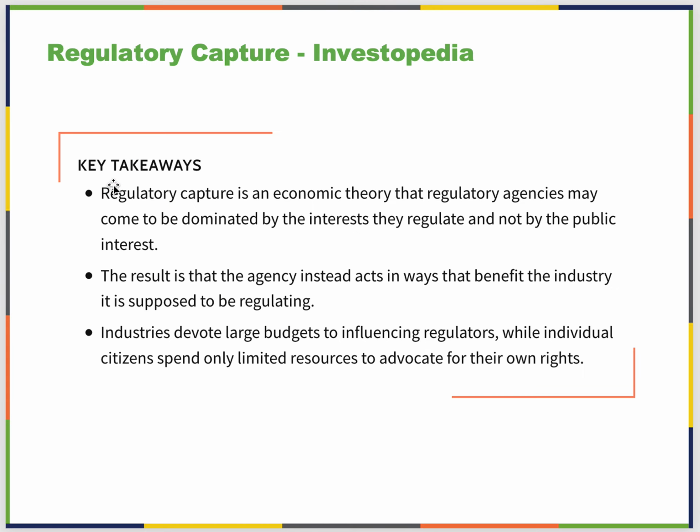Now, there's another idea when we talk about regulatory agencies controlling monopolies, and it's called regulatory capture. And this is right from Investopedia. Regulatory capture is an economic theory that the regulatory agencies become dominated by the interests they regulate and not necessarily abiding by the public interest. The result is that the agency acts in ways that benefit the industry it's supposed to be regulating. Industries devote large budgets to influencing regulators, while individual citizens spend only a limited amount of resources to advocate for their own rights. Companies will put their best people at negotiating with regulators. States aren't necessarily hiring bad people, but they're not hiring the best people money could buy to work on behalf of the citizenry. It seems to work okay, but you have to watch out for regulatory capture.